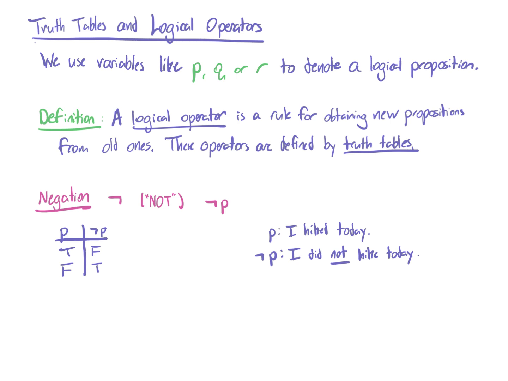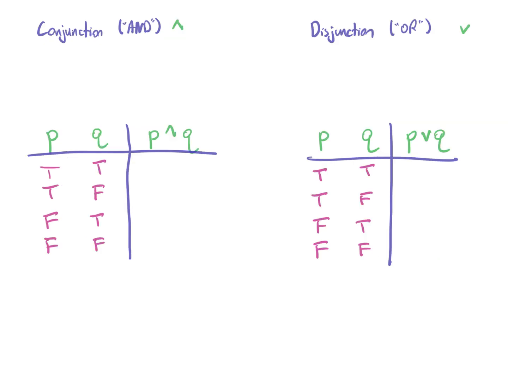Let's go ahead and do some more complicated logical operators with their truth tables. The conjunction and disjunction logical operators are two binary operators. Binary logical operators have two arguments. They have two input propositions. And because these each have two input propositions, I now need to list out all possible combinations of truth values, and there are four possible combinations.